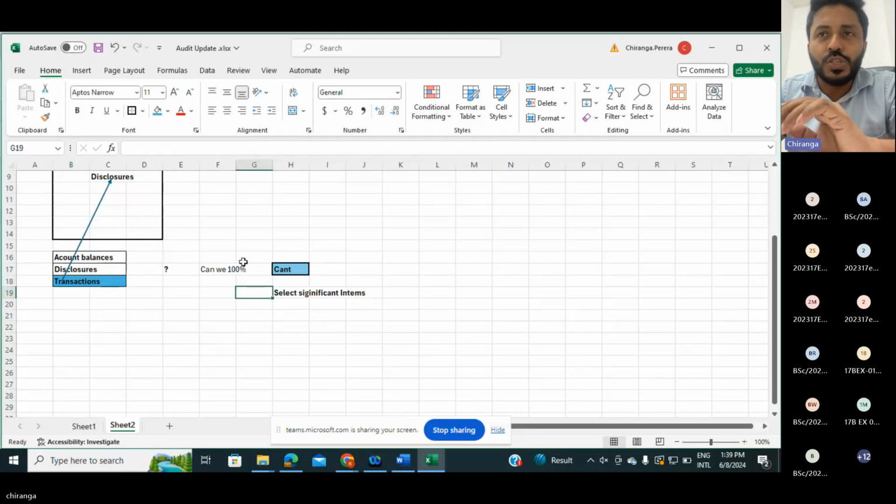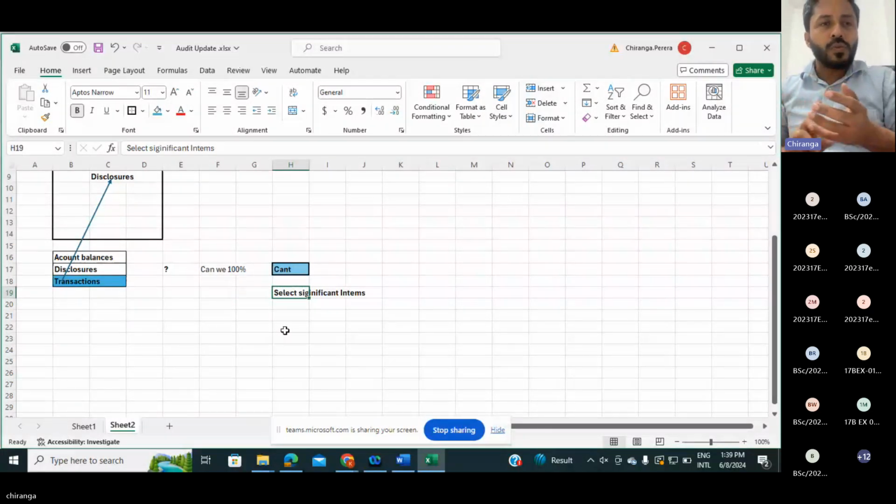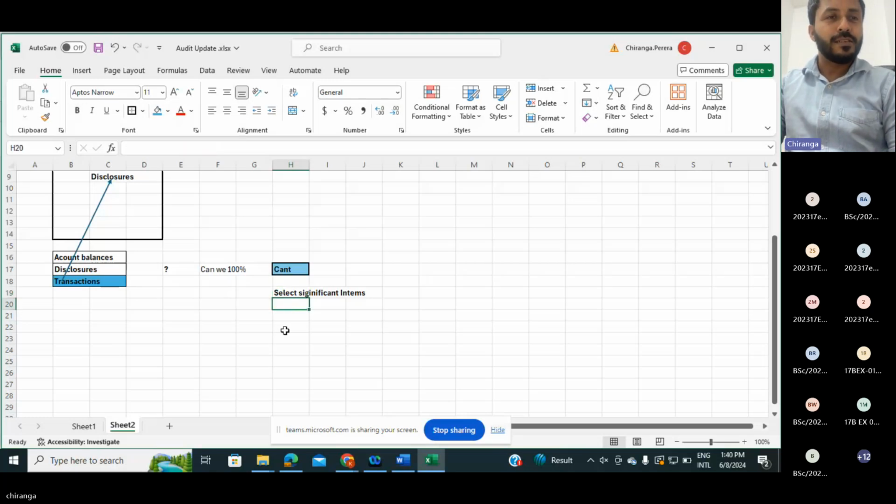Because of this issue, we can't test 100%. So then we have to select the significant items. We have to select significant accounts, significant disclosures, and significant transactions, right? Significant items should be selected. We have to select significant account balances, disclosures, and transactions.